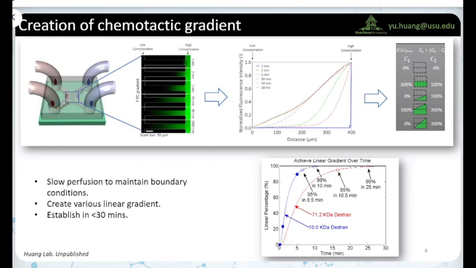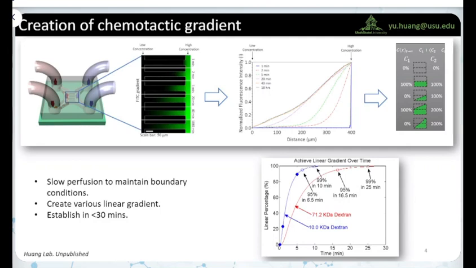And then of course, the chemical could have a different diffusion rate based on their molecular weight. So we also did a study on different sizes of molecules, and this is showing that over time they will reach linear gradient formation. What we found for most of the proteins involved in the chemotaxis process is that if you set up the system for more than 25 minutes, about 30 minutes, you should be able to establish more than 99% linearity of this gradient.